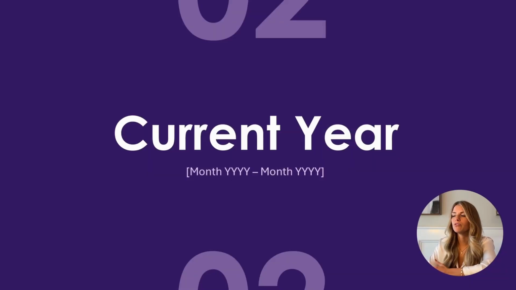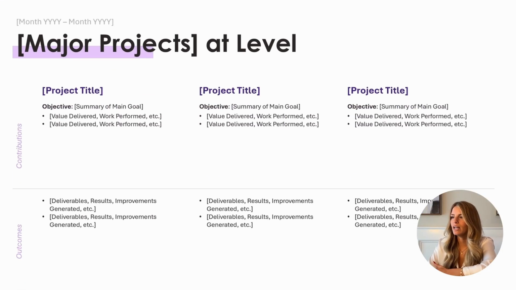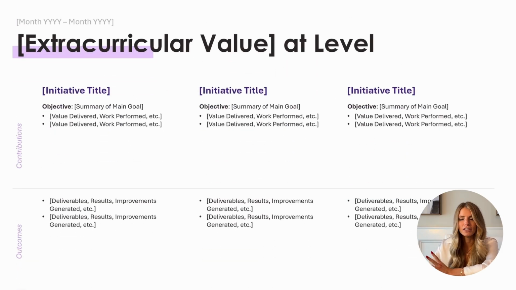What you want to do is reflect on what you have actually done in terms of major projects, initiatives, or volunteer activities for this year. What have you contributed to the betterment of the company or the clients that you work for? So for these first 2 slides, where it's major projects at level and then those extracurricular value, those +1 initiatives at your level, add the project or initiative title, the objective. This is like the summary of the goal that you were trying to achieve for that specific project, and then what the contributions of your work did.